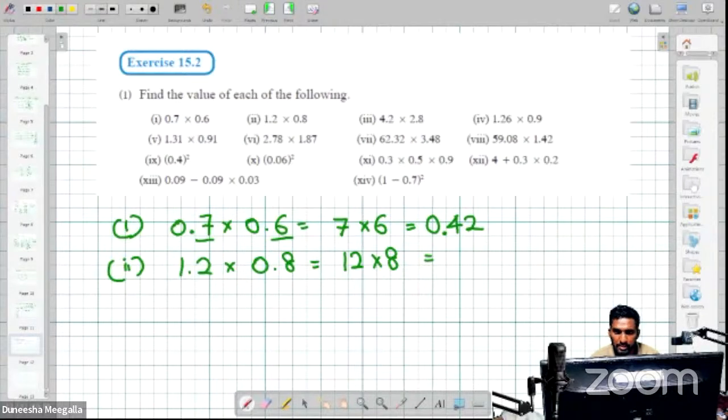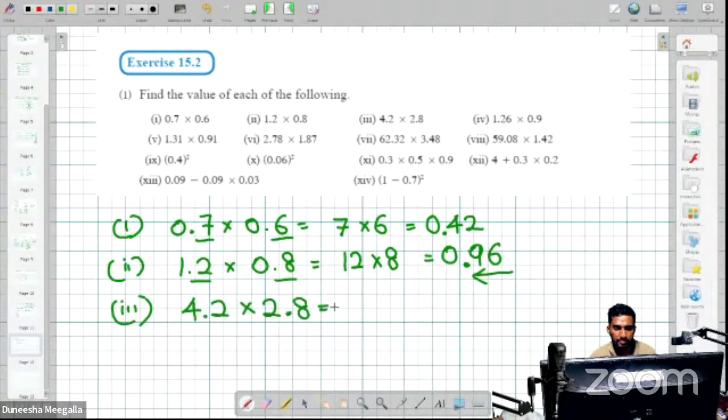96. Yes, 96. We have to keep 2 decimal points because 1.2 and 0.8 together have 2 decimal points. We count right to left 2 decimal points, so we get 0.96.